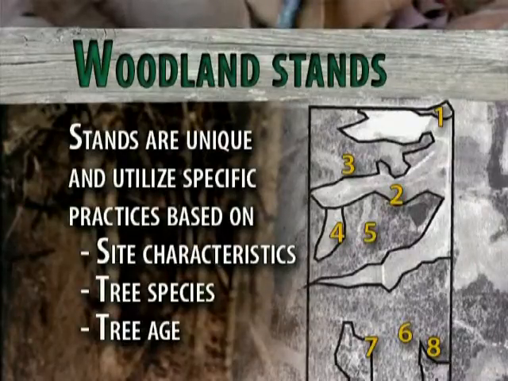During your walk, think about organizing your woodland into distinct management units called stands. Each stand will be unique in that they will require specific practices based upon site characteristics, tree species present, and the age of the trees. Usually, stand boundaries will correspond to natural or constructed features such as streams, slope and aspect changes, ridges, roads, or fields. There are 3 reasons for delineating stands.